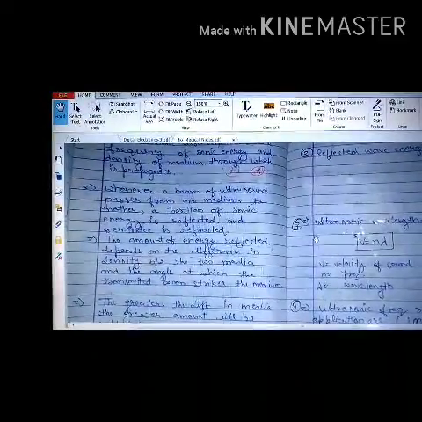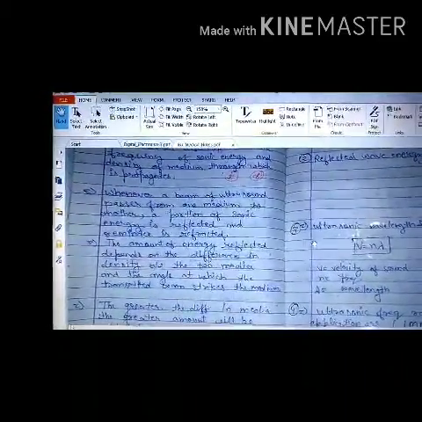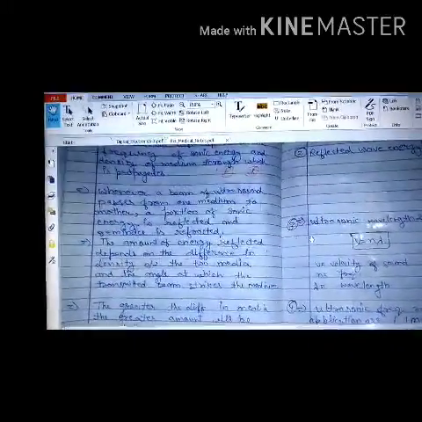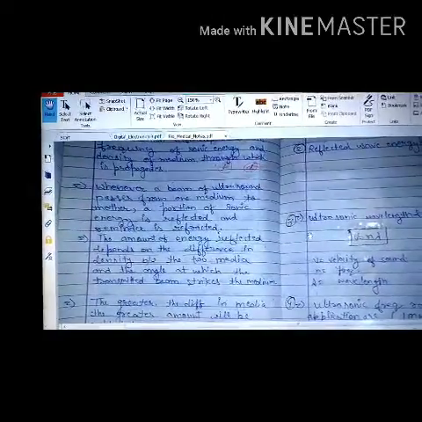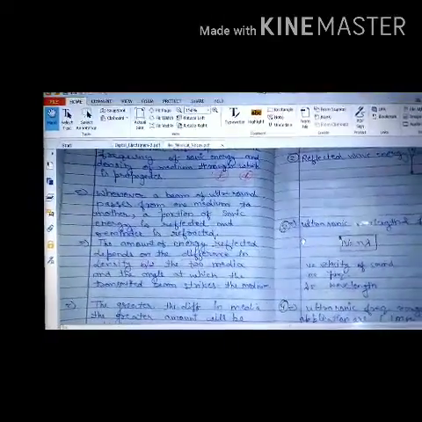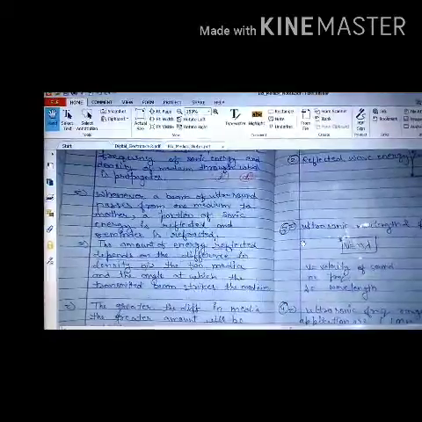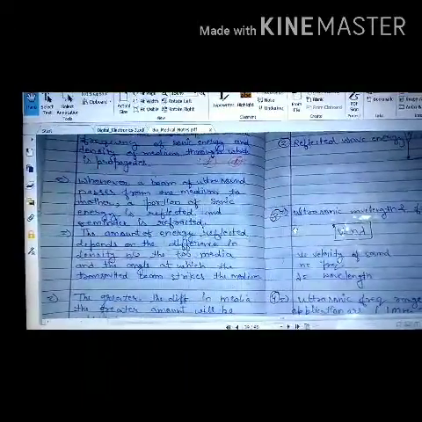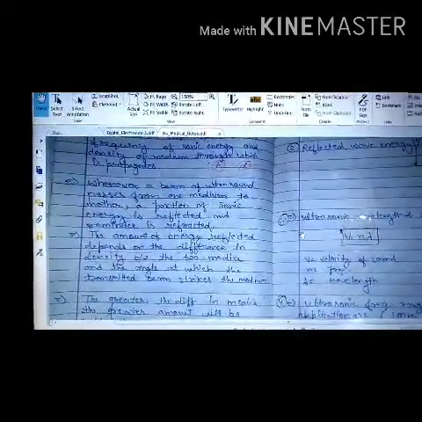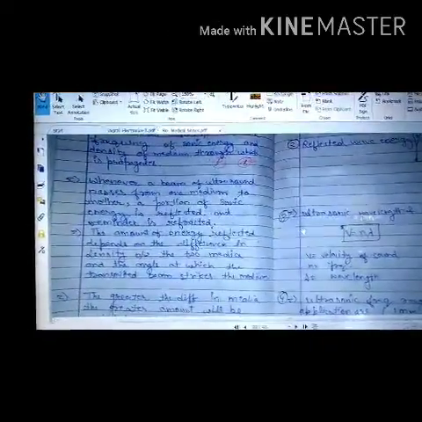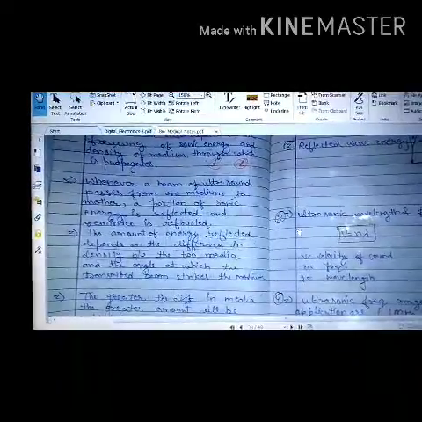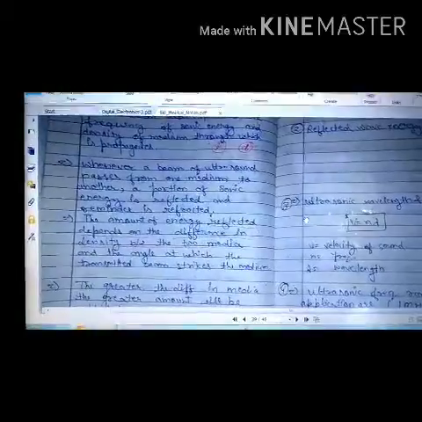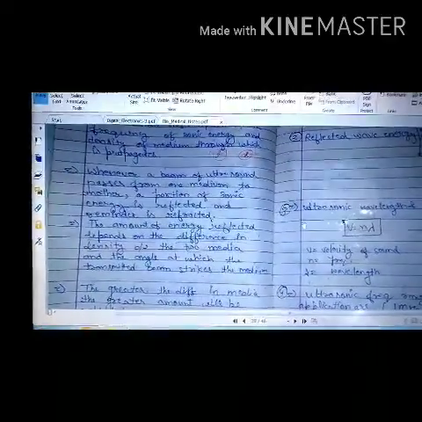When a beam of ultrasound wave passes from one medium to another, a portion of the sonic energy is reflected and the remainder is refracted. Similar to light, as light hits a mirror, some of it is absorbed, some is refracted and some is reflected back. In a similar way, ultrasonic waves also get reflected and refracted from different human organs. The amount of energy reflected depends upon the difference in density between the two mediums and the angle at which the transmitted beam strikes the medium.